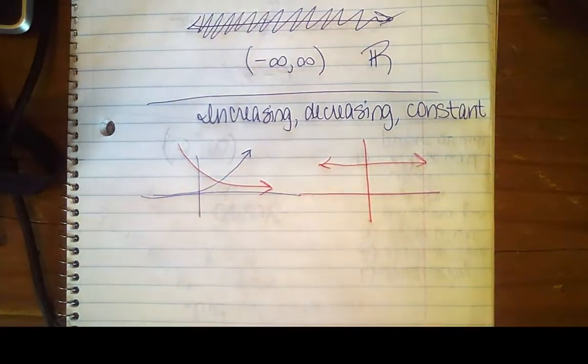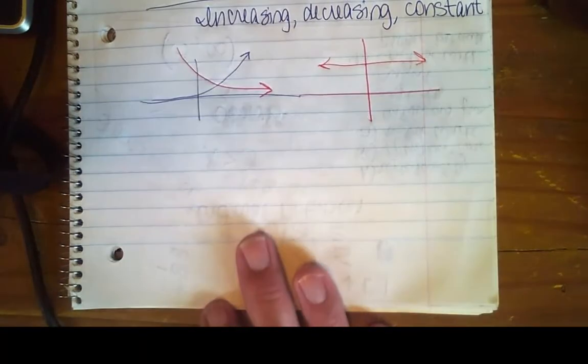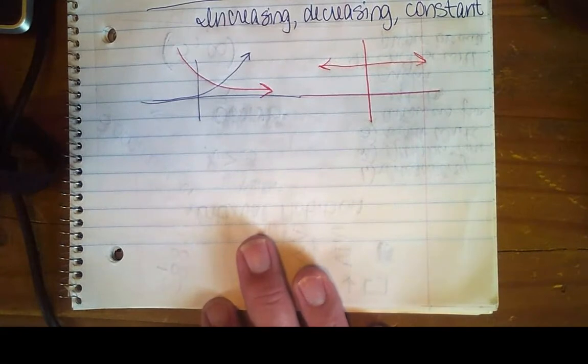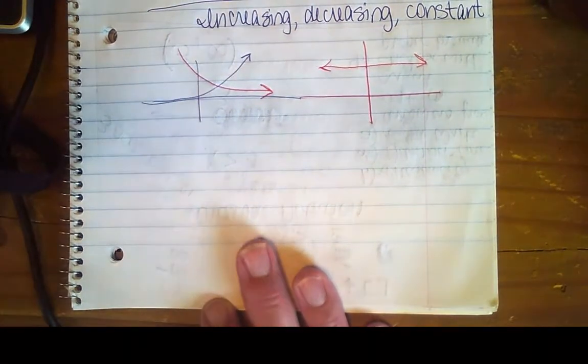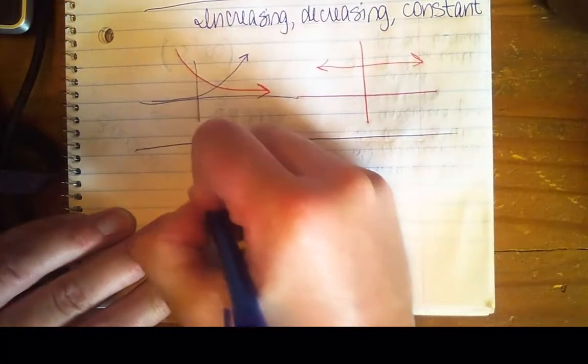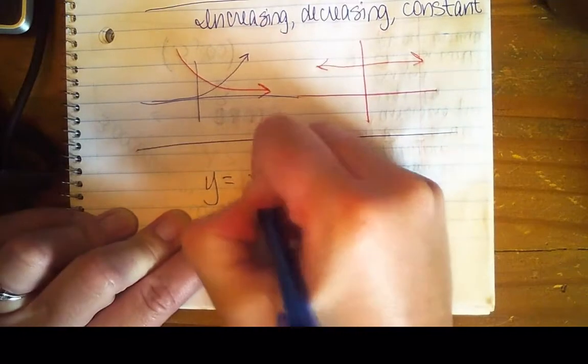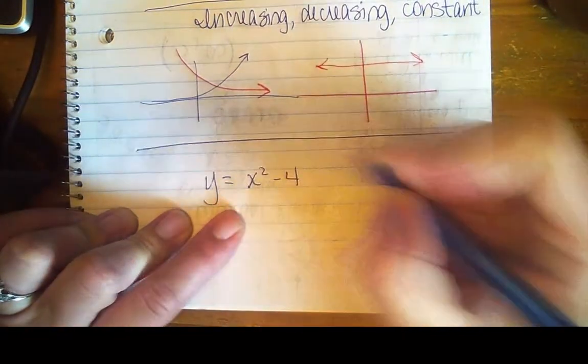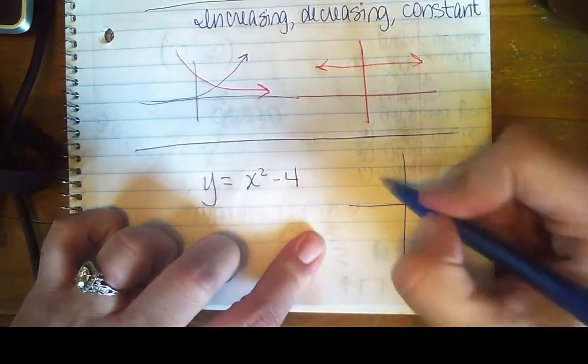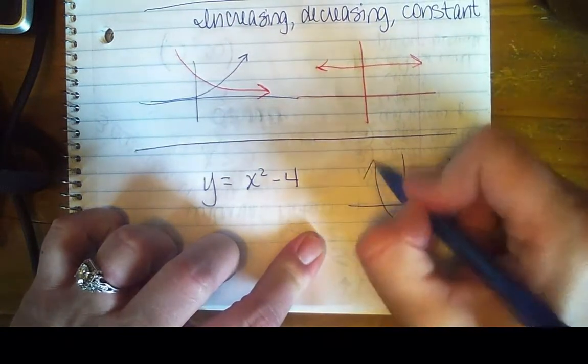So we're going to look at equations and use calculus to determine when something is increasing or decreasing or constant. An example that I want to give you: I'm going to tell you the steps first. If I simply have y equals x squared minus 4, and I'm telling you right now that's a parabola, he looks like this.